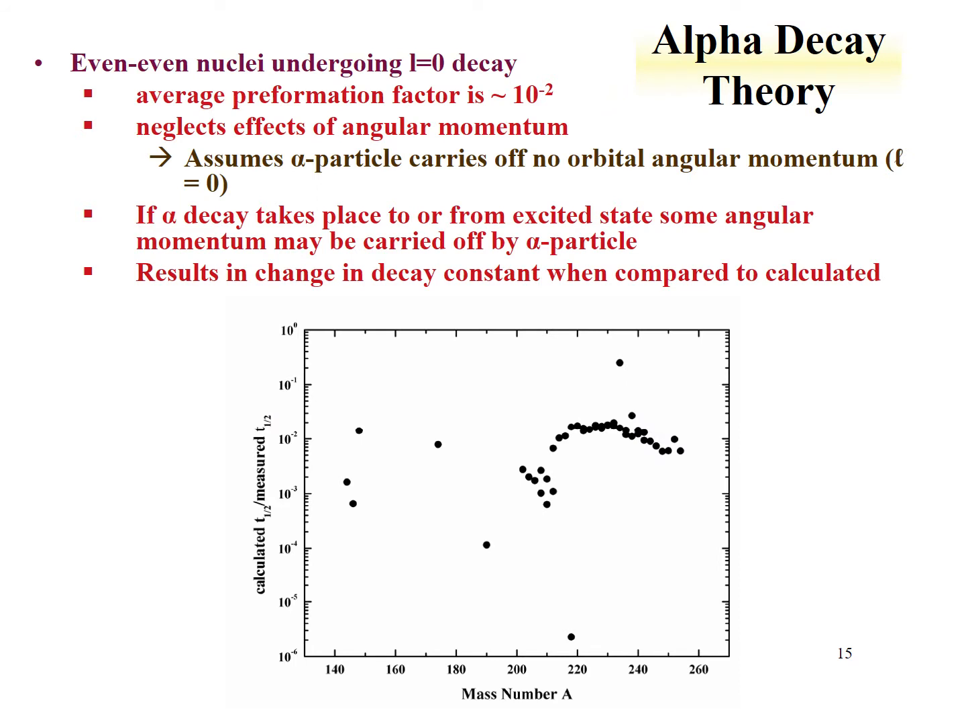And we can evaluate the difference between calculated and measured half-life, and this figure is shown here for even nuclei. So these tend to be ground state to ground state. The average preformation factor is about 10 to the minus 2. So if we say here, this is the ratio of the calculated to measured, and we can say, well, we can fix this data so it works by having a preformation factor of 10 to the minus 2.